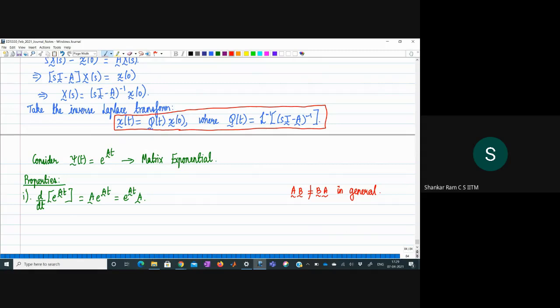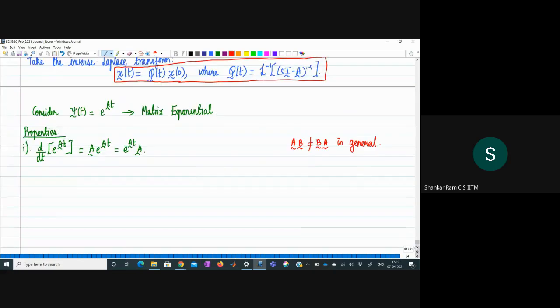So if we take the time derivative of this matrix exponential, we get A times e^(At), which is also equal to e^(At) times A. So that is one form. Then the second property, which is going to be useful for us, is at time t equals 0. If we evaluate at time t equals 0, we get the identity matrix. So that is a second property.